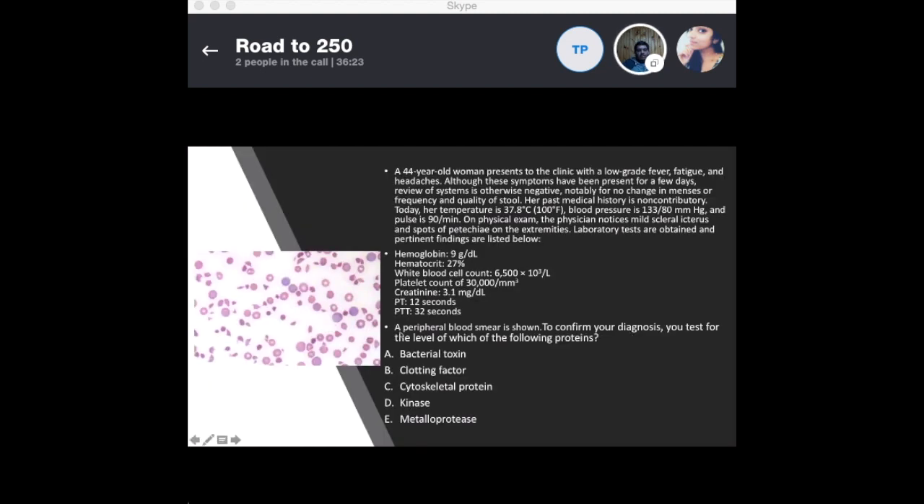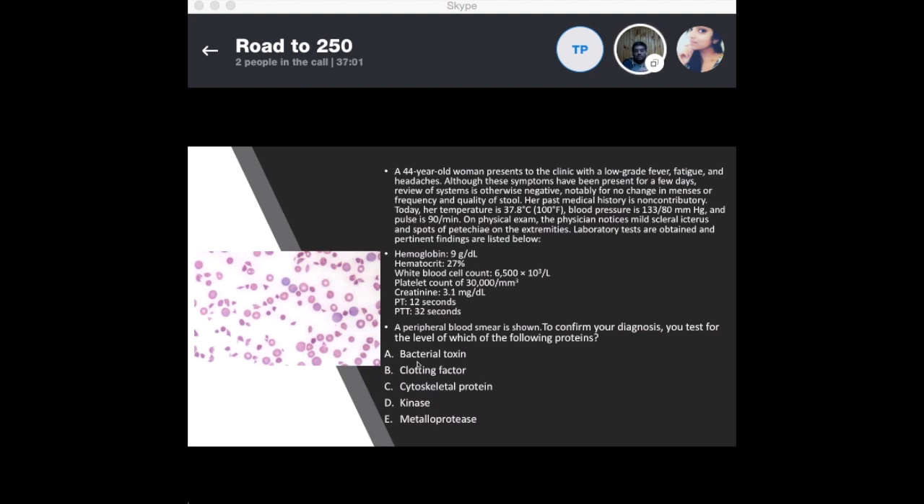Okay. So here we have a 44-year-old woman that presents to the clinic with a low-grade fever, fatigue, and headaches. Although these symptoms have been present for a few days, review of her systems is otherwise negative, notable for no change in menses or frequency and quality of stool. Her past medical history is non-contributory. Today, her temperature is 100, blood pressure is 133/80, and pulse is 90. On physical exam, the physician notes mild scleral icterus and spots of petechiae on the extremities. Lab tests are obtained, and the findings are listed below.